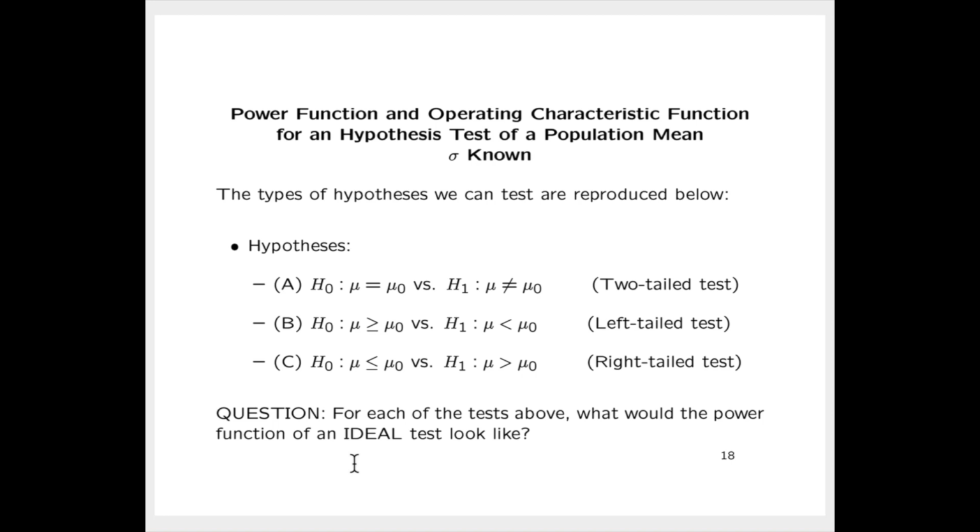So stated in terms of probabilities, for the ideal test, if the null hypothesis is true, then there would be a 0 probability of rejecting the null hypothesis in that case. But for any situation where the null hypothesis is not true, the ideal test would have a probability of 1 of rejecting. And so with that in mind, what would the power function for an ideal two-tailed test look like? What would the power function for an ideal left-tailed test look like? And what would the power function for an ideal right-tailed test look like?